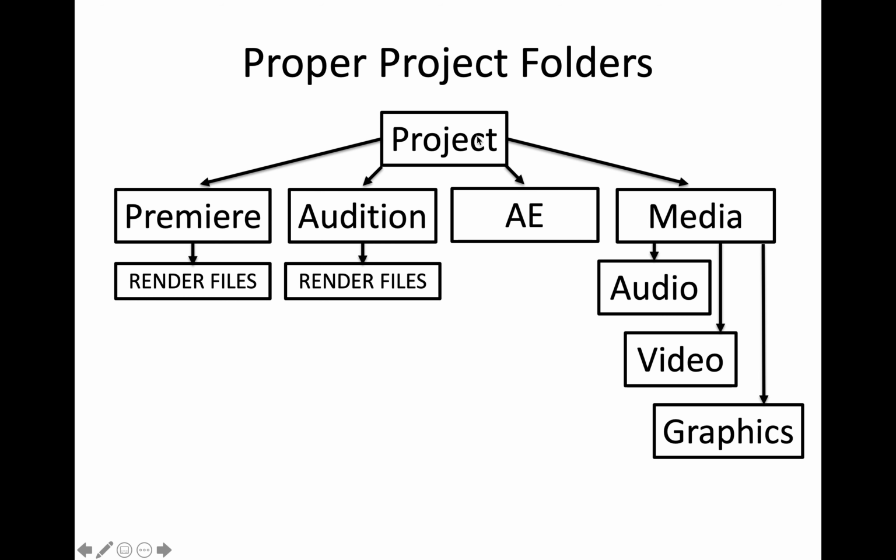So basically, we want to have our master project folder, which would be the name of your project, and inside that we would want to make a Premiere file, and in the settings we want to send the render files to this folder, and that will also make the rendering go quicker when you move from computer to computer. We'll do the same thing with Audition. You'll send the render files to that folder from Audition. We've got After Effects, and then we've got the media files.